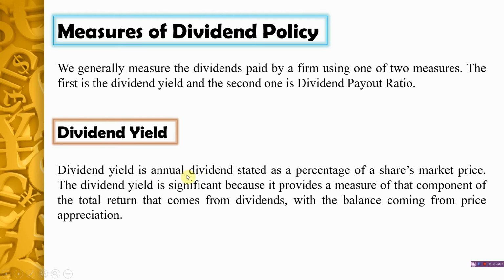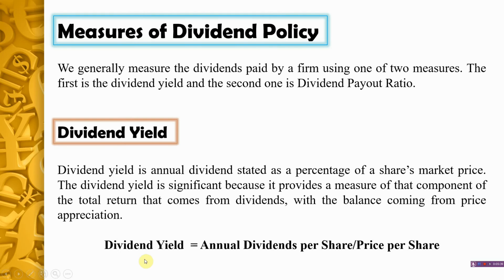Dividend yield is annual dividend stated as a percentage of share market price. The dividend yield is significant because it provides a measure of that component of the total return that comes from dividends, with the balance coming from price appreciation. Dividend yield is calculated as annual dividends per share divided by price per share. This is the way dividend yield is calculated.